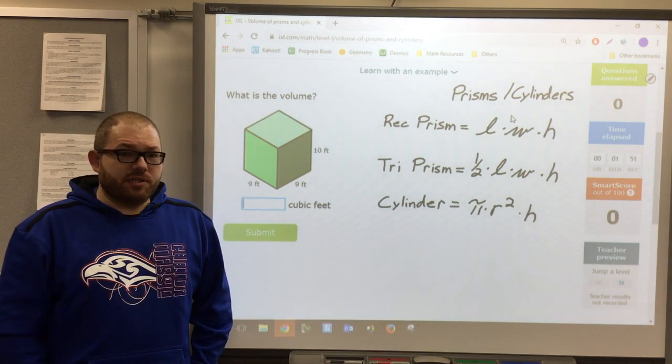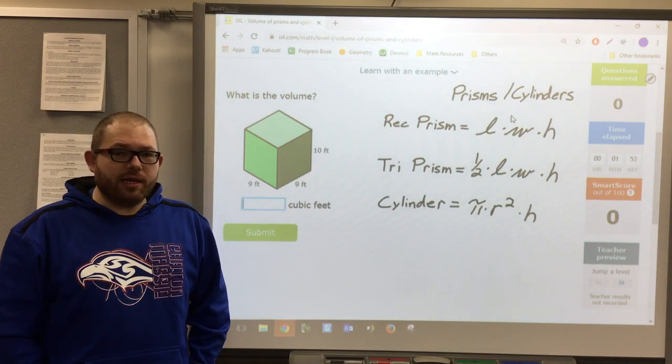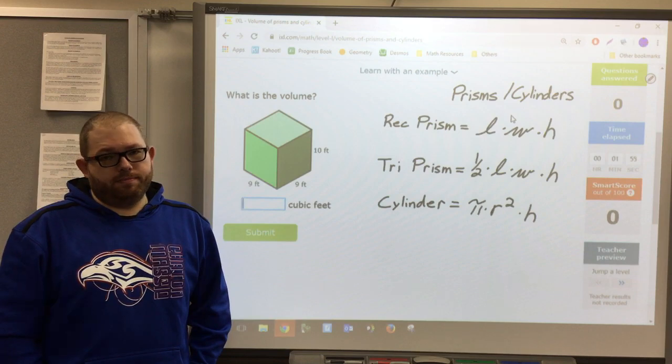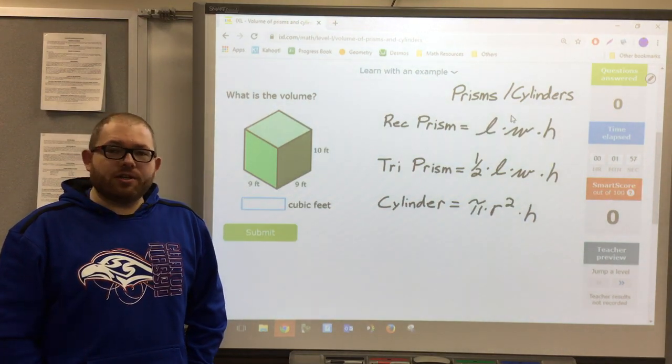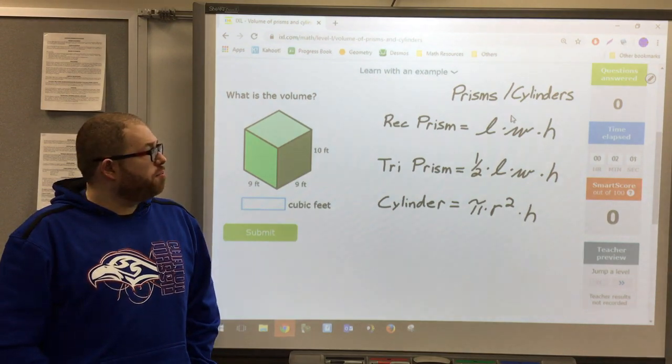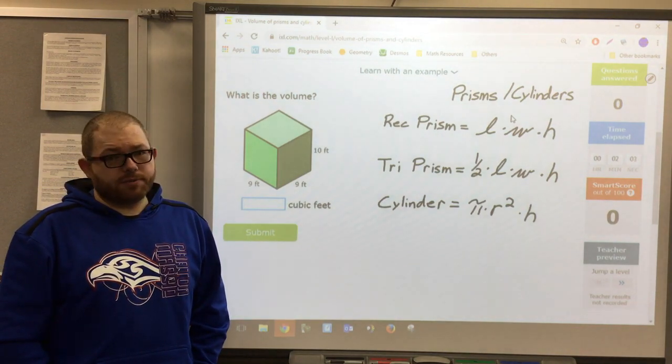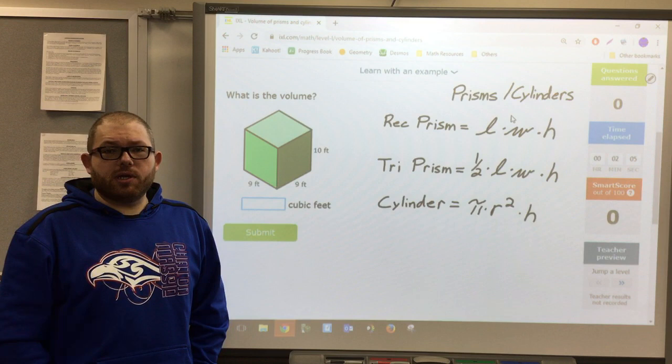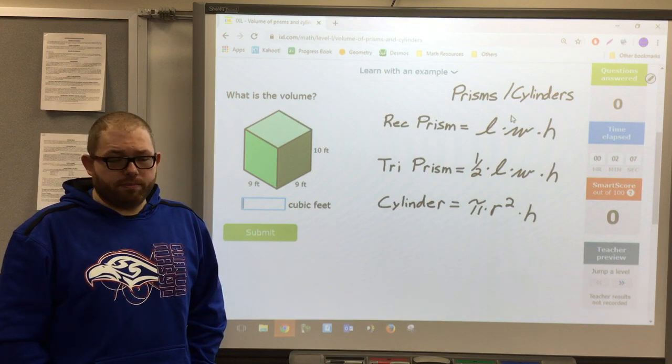All right, geometry, this is it. We are at the final week of remote learning. For the first section, we're going to be focusing on finding the volume of prisms and cylinders. This entire week is going to be focused on finding the volume.